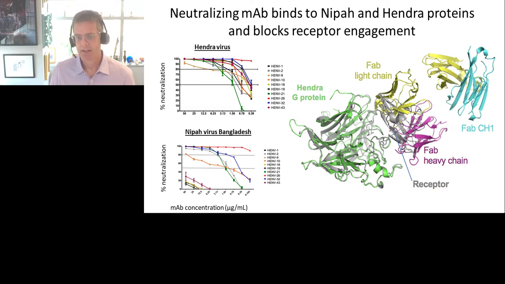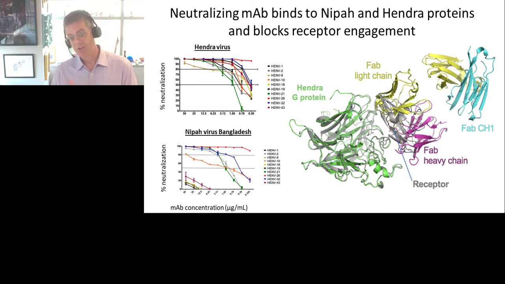So in yellow and pink, you can see the Fab, and in green is the Hendra G protein, or the head domain of the G protein. This antibody binds straight on to the Hendra G protein, which is now also termed the receptor binding protein. But in gray right here is the actual receptor. So ephrin B2 and ephrin B3 are the receptors. So that co-crystal structure is known.